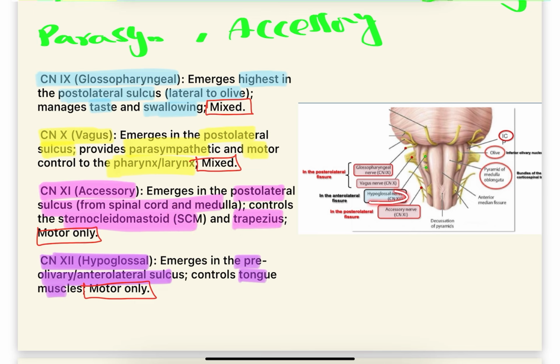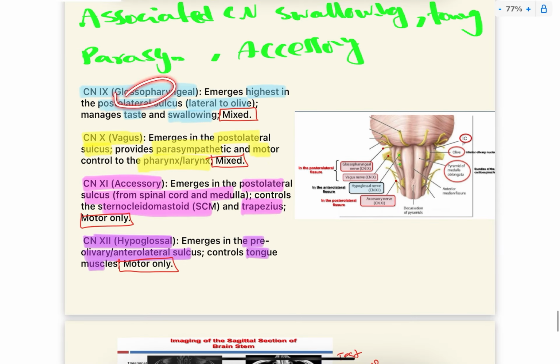Then we have the hypoglossal, which is the only one in the anterolateral fissure between the pyramid and the olive, and we call it the pre-olivary anterolateral sulcus, and it's for the tongue muscle only, motor only. But remember, don't mix it with the glossopharyngeal, because the glossopharyngeal is for swallowing and taste. This one is only for the tongue muscle, so it's only motor.